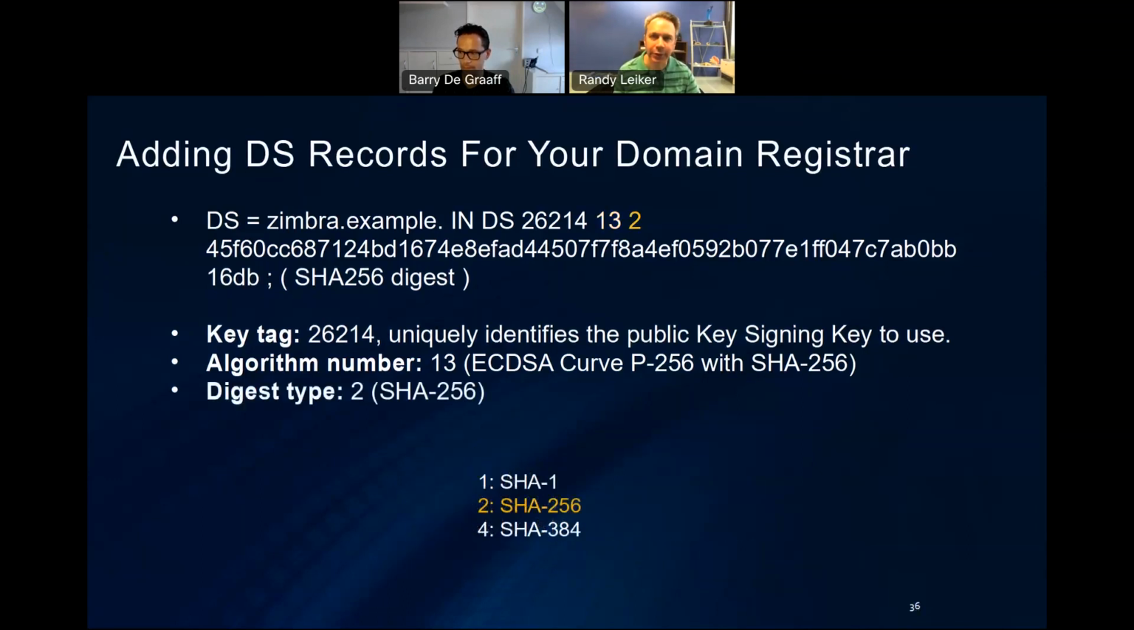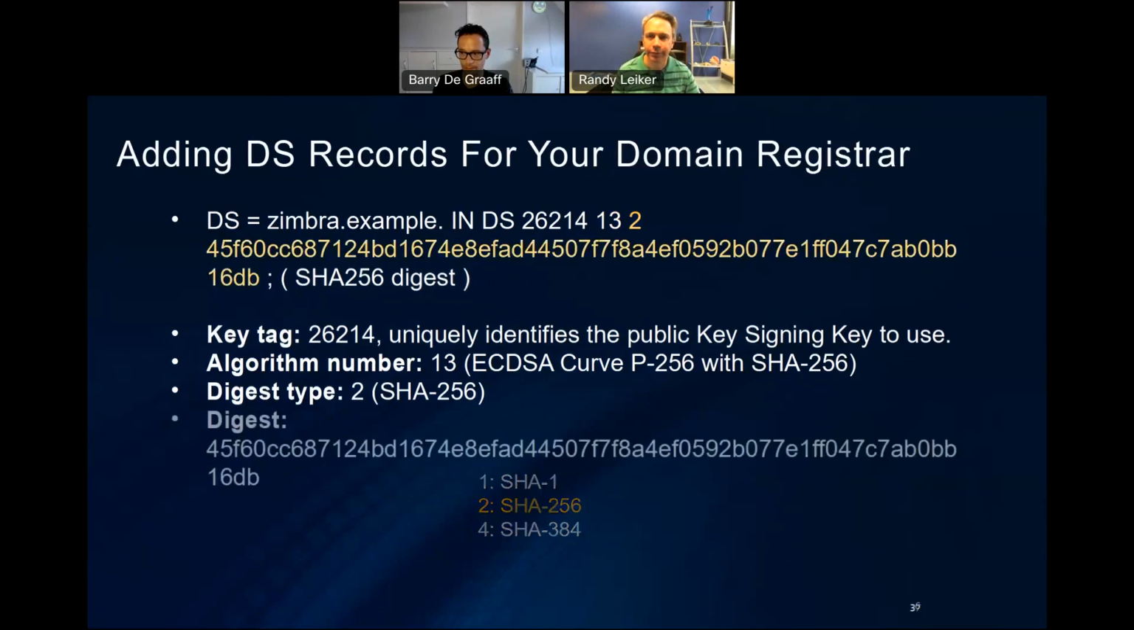The next number in the DS record, that is 2, is the digest type. Now at the bottom of the slide, you're going to see a small table showing you the different digest type options available. SHA-1 is simply too weak to use and should never be considered. And SHA-384, again, is going to cause compatibility problems with DNS clients and servers. So really, SHA-256 is your best option here.